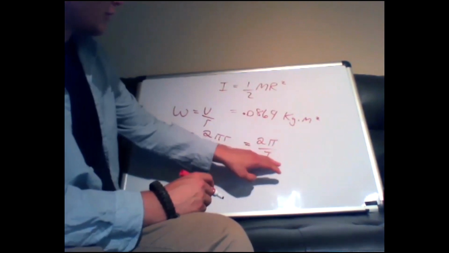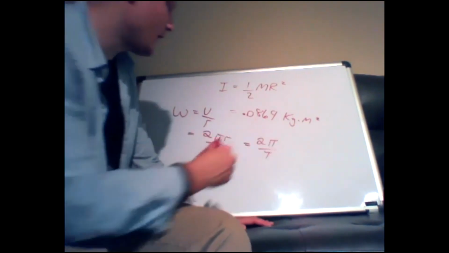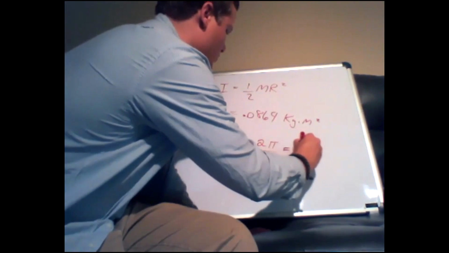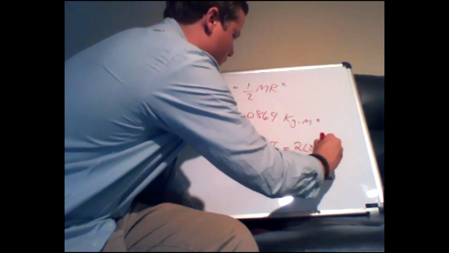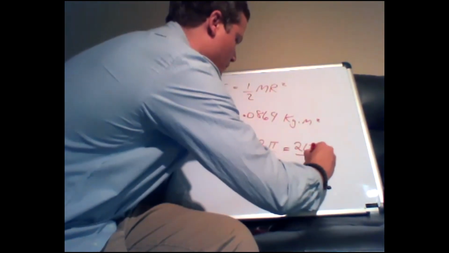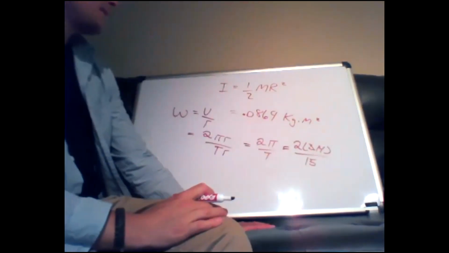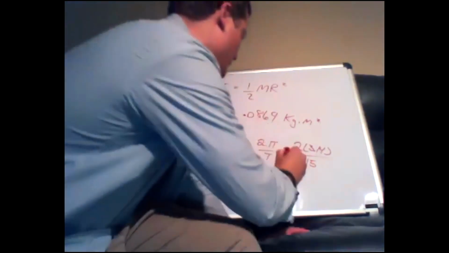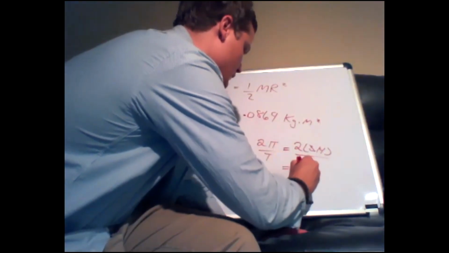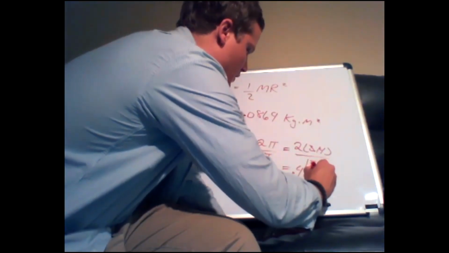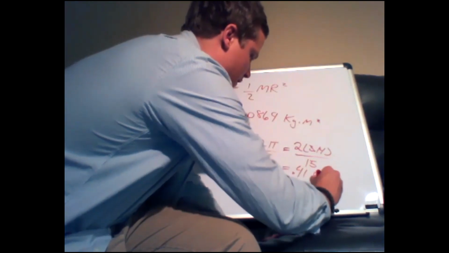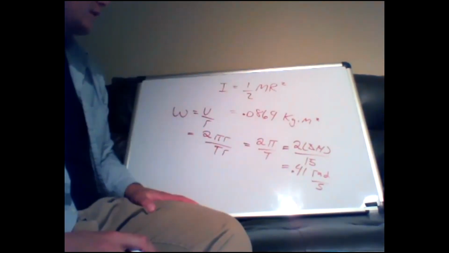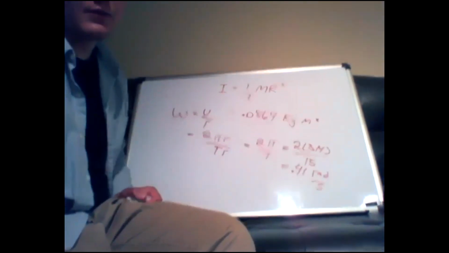And so we can plug in the period of 15 seconds and pi, so this would be 2 times about 3.14 all over the period of 15 seconds. Plug that in, and whatever value you get, if I remember correctly, it's 0.14 or 0.41. The units are radians per second. It's angular velocity. All right, so let's take a look at number 2 then.